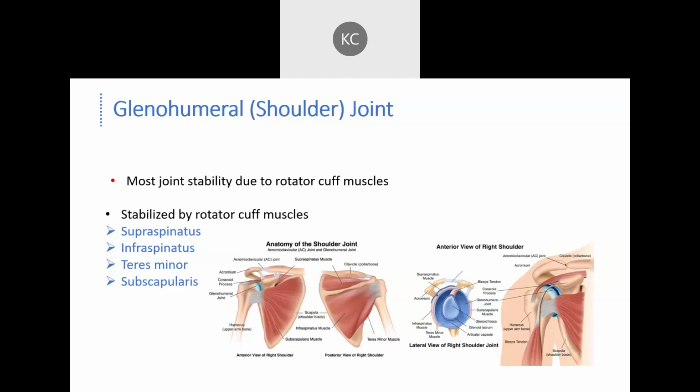So whenever you raise your arm up and you move it sideways and you move it down and you rotate it and whatnot, this is largely being accomplished by the action of these rotator cuff muscles, okay?